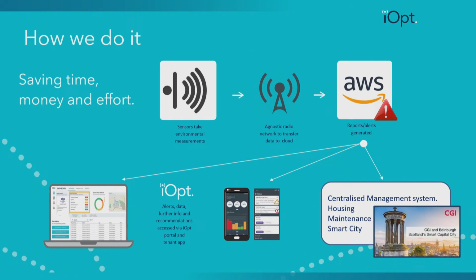The data from that is then generated and sent out to the platform, which is what most of our customers use. It can go straight to the tenant because that's one of the things you want to do straight off, which is try and educate the tenants as to why.